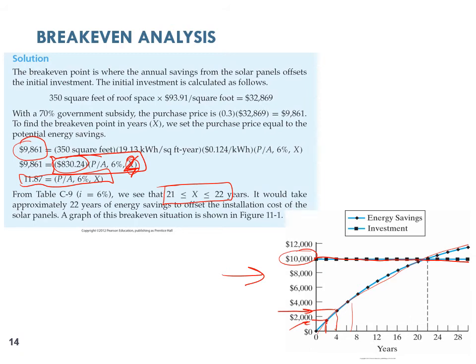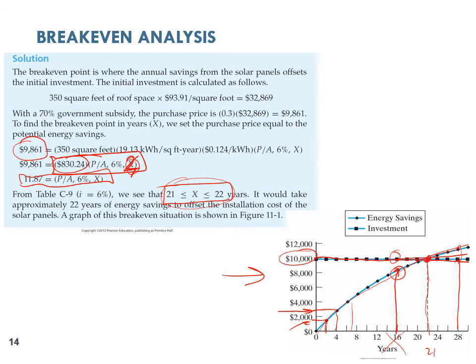And the point where this savings crosses the investment is your break-even point, and it is between 21 and 22 years. And what does it mean? If, for example, the useful life of these solar panels is less than, let's say, 21 years, if it is 16 years, as you can see, investment is more than your savings. It means that you shouldn't select this project. If it is longer, then your savings are greater than your investment.